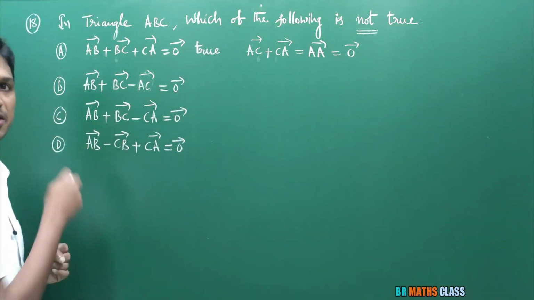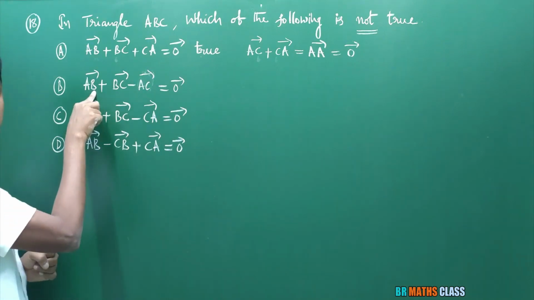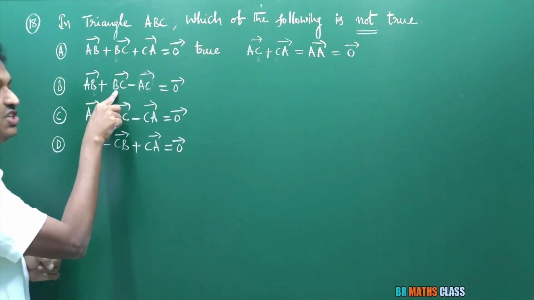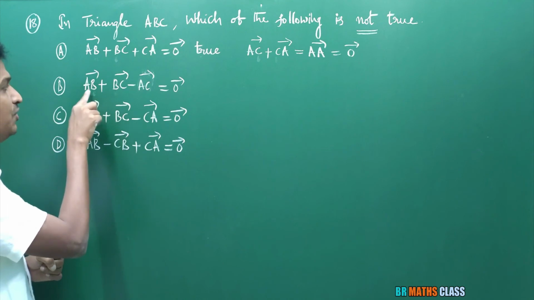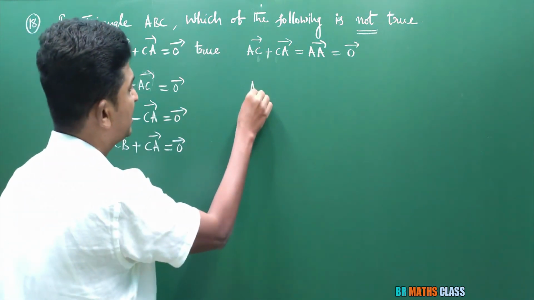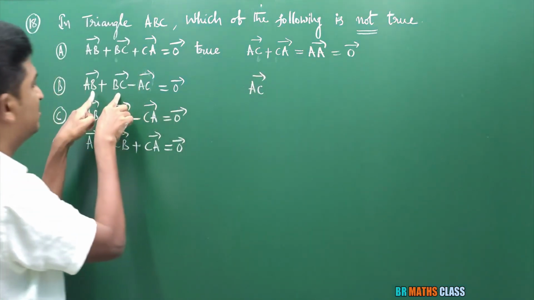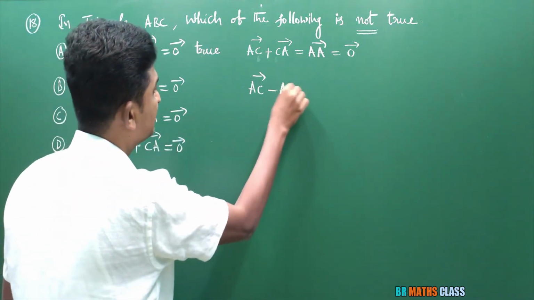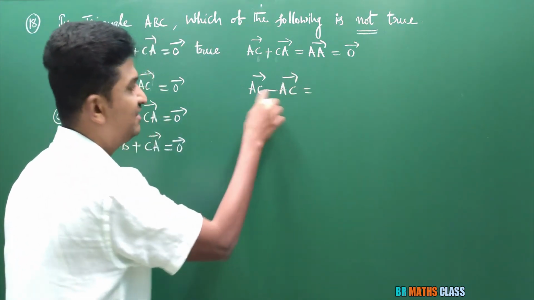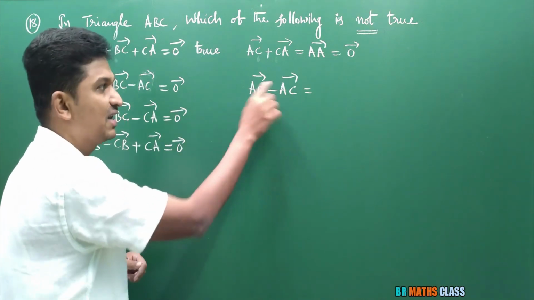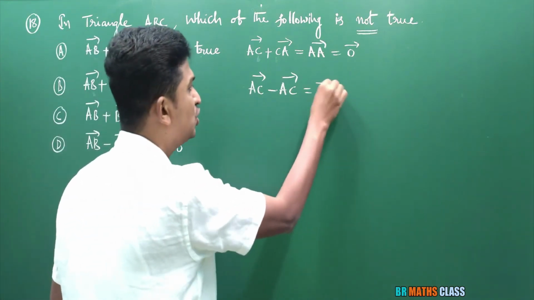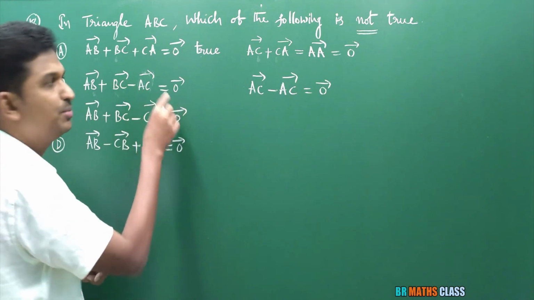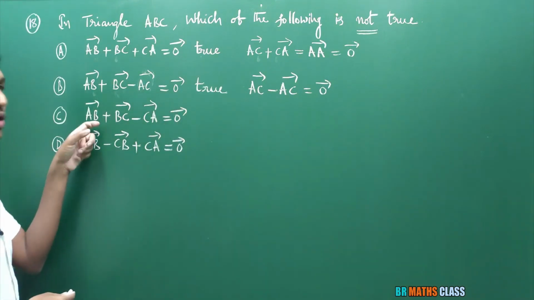Now I'll check this second one, whether it is correct or not. You observe here, terminal point of first vector, initial point of second vector, both are same. So AB bar plus BC bar can be written as AC bar. AC bar minus AC bar. You observe here, AC bar minus AC bar, same vector. AC bar minus AC bar is clearly zero vector. Here also they are saying same thing. So this is true.